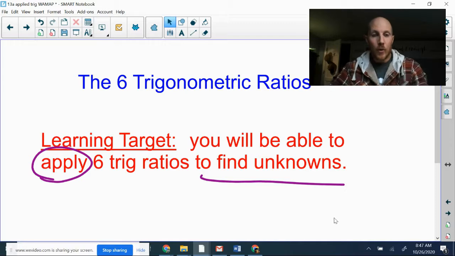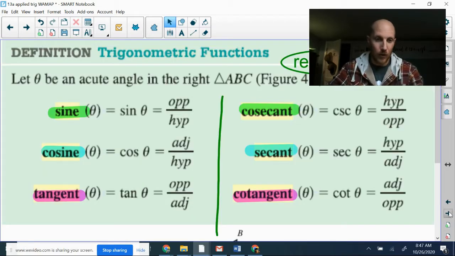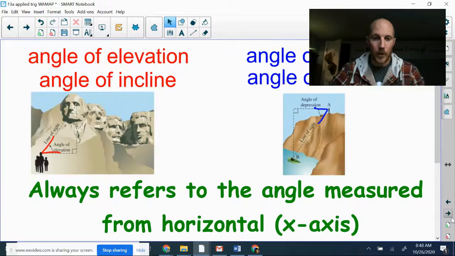Okay, so the goal for today is we're going to take those 6 trigonometric ratios that we learned about yesterday and apply them to find unknowns. It's the 6 trig ratios I'm referring to, sine, cosine, and tangent, along with their reciprocals that we saw yesterday, cosecant, secant, and cotangent. So we're going to hit a couple of vocabulary words first.